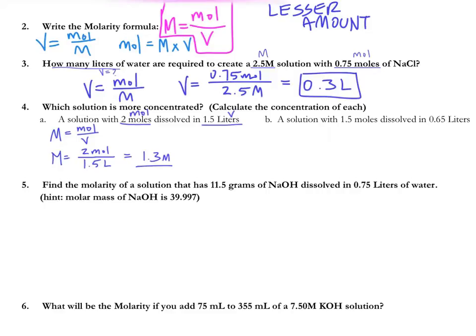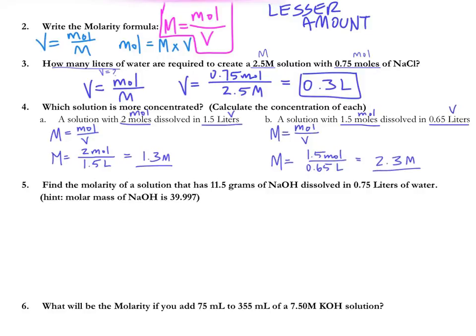Okay, if I look over at solution B, B gives me 1.5 moles and 0.65 liters. That's my volume. So using the same equation, molarity equals moles divided by volume. The amount of moles is 1.5, and the volume is 0.65 liters. And when I calculate that, I get 2.3.